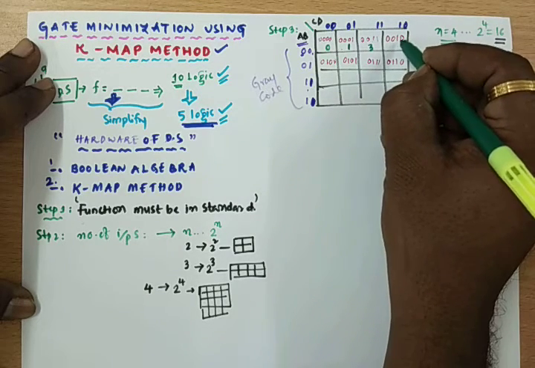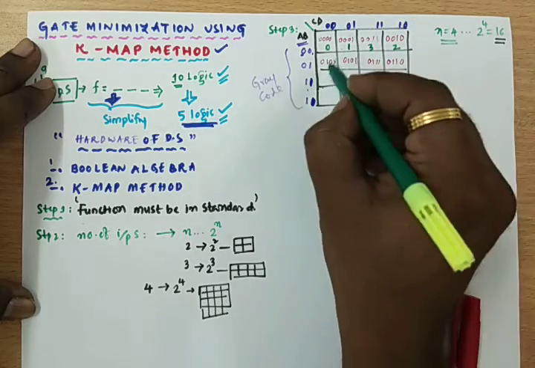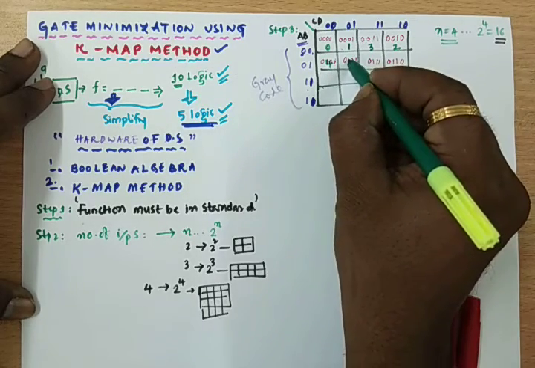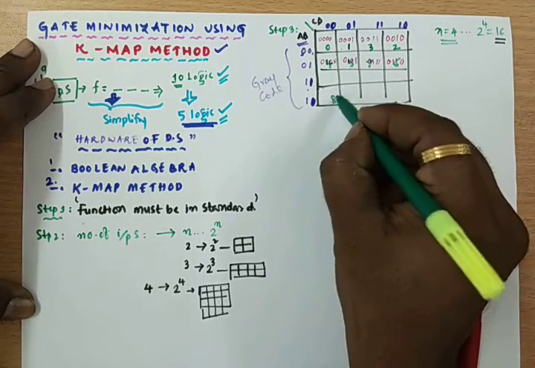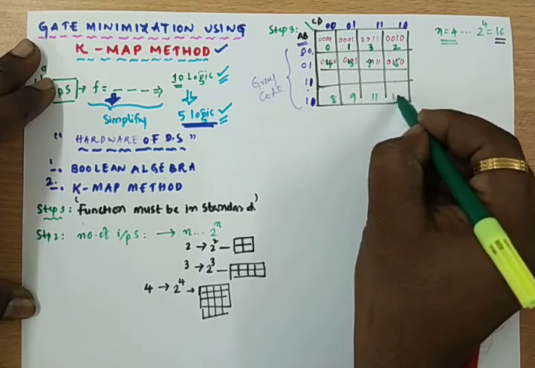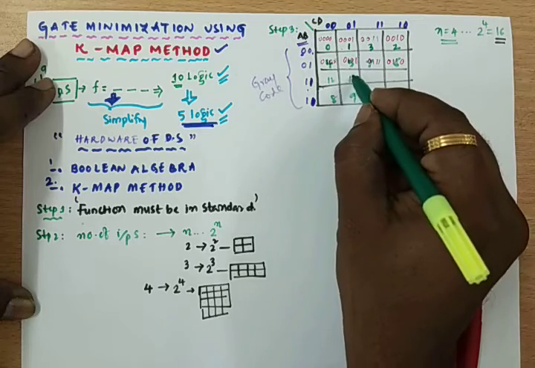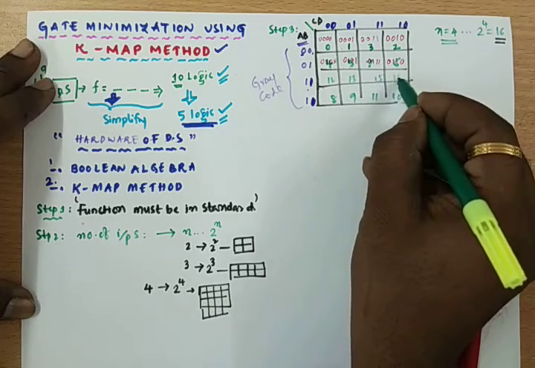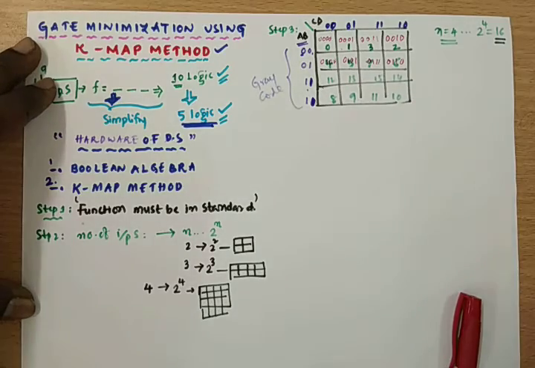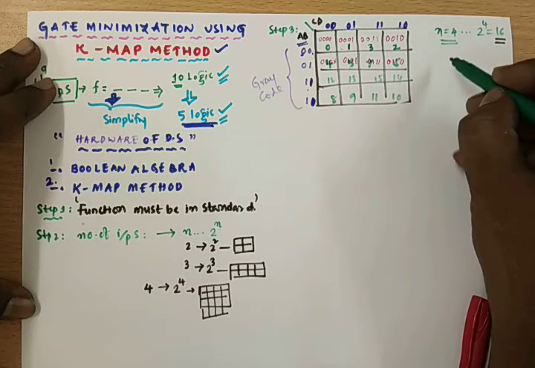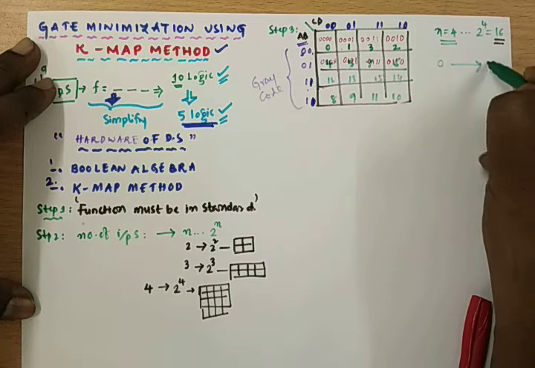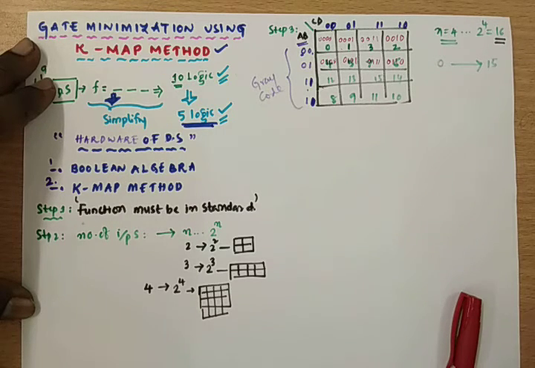And 0010 means it is 2. And now it is 4. It is 5, 7 and 6. Then this is 8, 9, 11, 10, 12, 13, 15 and 14. Total how many cells are there? Total 16 cells are there, so that we have given the names for those cells as 0 to 15. We have given the cell names, 0 to 15.